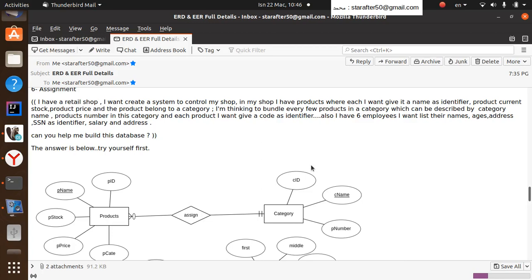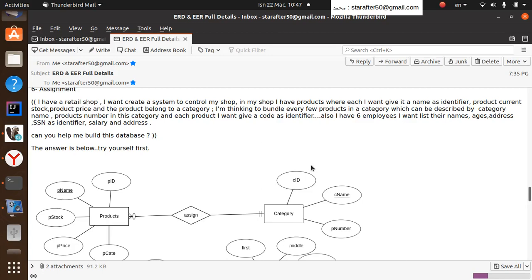my shop. In my shop I have products, where for each I want to give it a name as an identifier, product current stock, product price, and the product belongs to a category. And I'm thinking to bundle every few products in a category, which can be described by category name, products number in this category, and each product. Now he's talking and you are picking up these points.